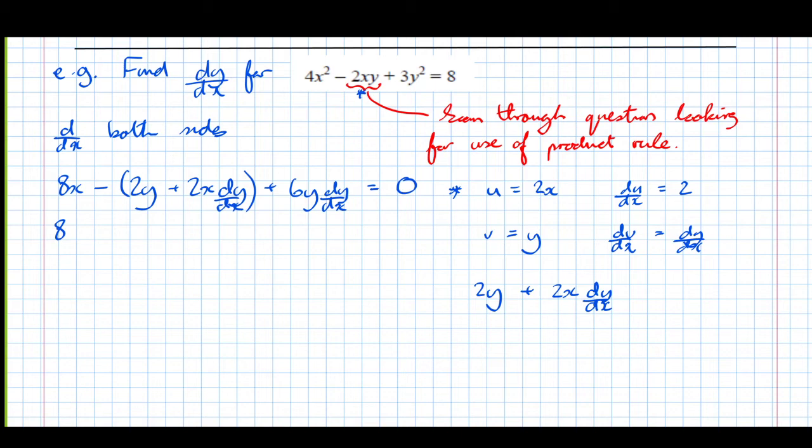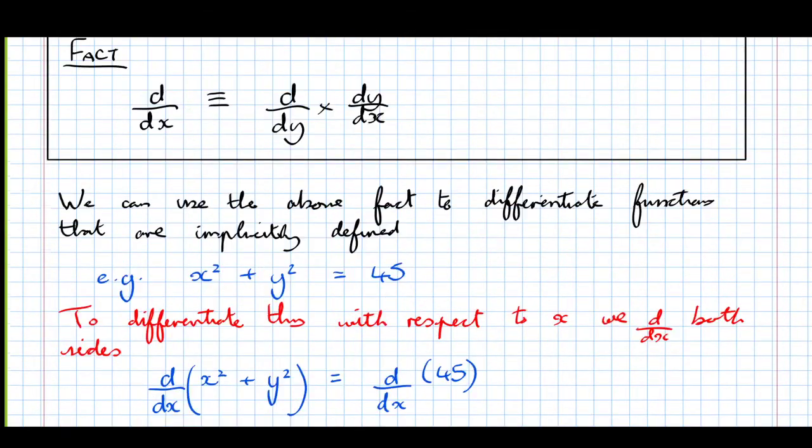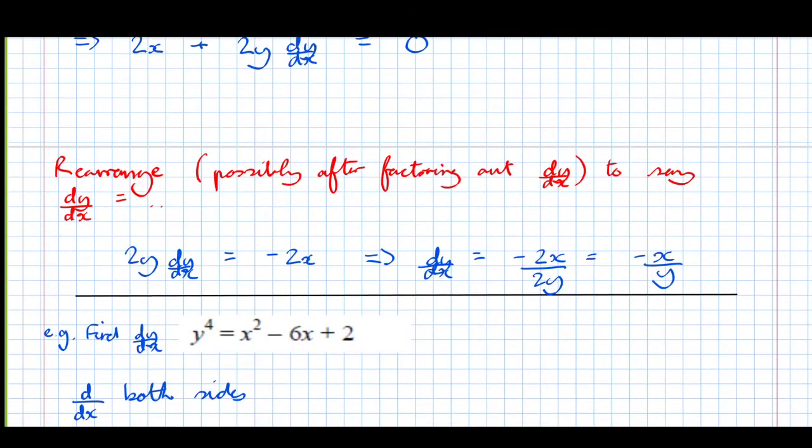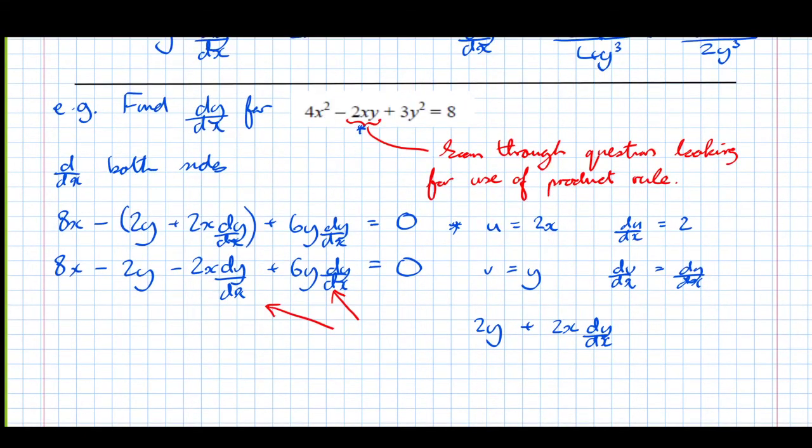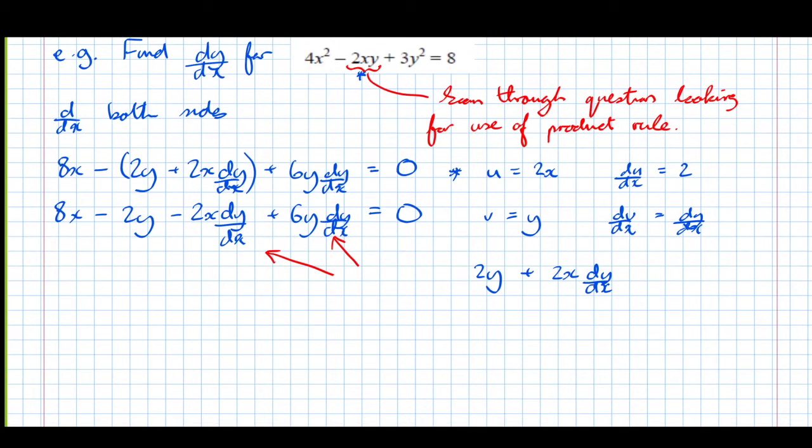Okay, so we've got 8x, take away 2y, take away 2x dy by dx, plus 6y dy by dx equals 0. And notice that the dy by dx is in 2 places here. So now, notice on my step-by-step instructions before, rearrange possibly after factoring out dy by dx. Dy by dx is going to need to be factored out here.